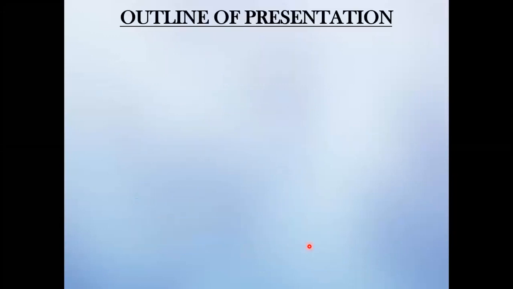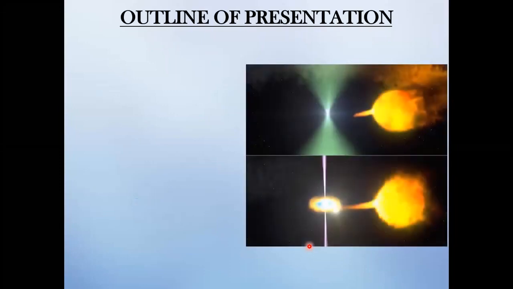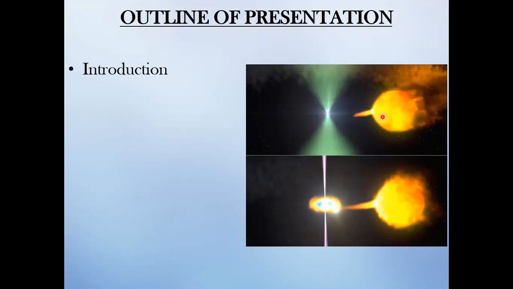So, the outline of my presentation. I'll introduce you to what X-ray flares are. What you see is a binary star system where the companion star is shedding its material onto the neutron star or pulsar, which results in the formation of an accretion disk where thermonuclear outbursts take place. This results in the formation of X-ray flares.